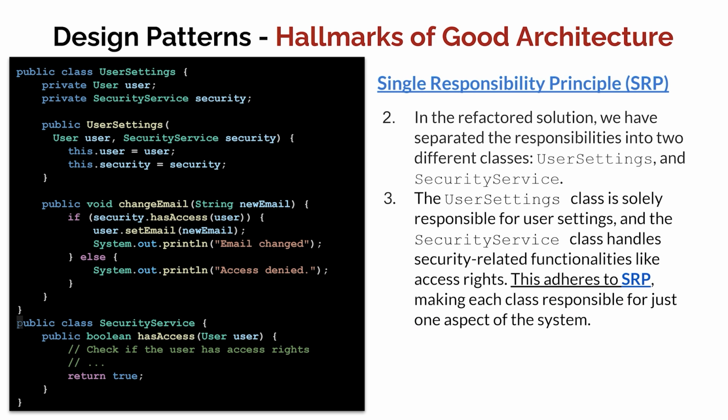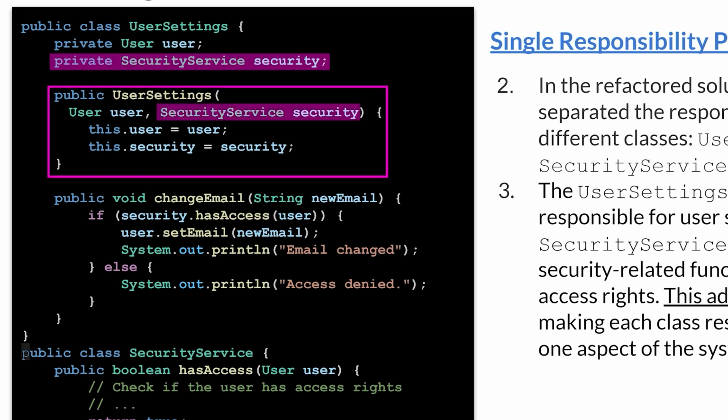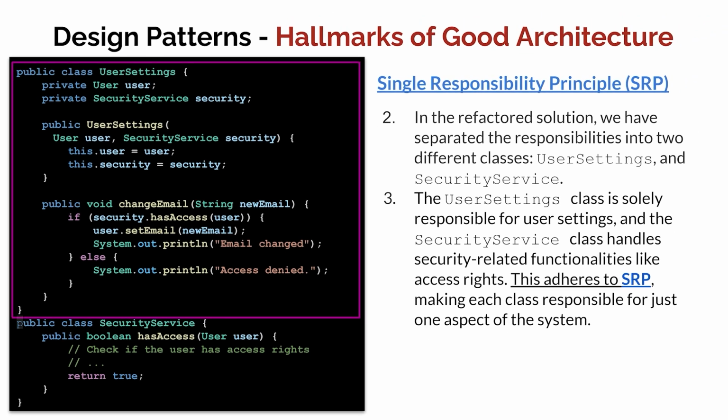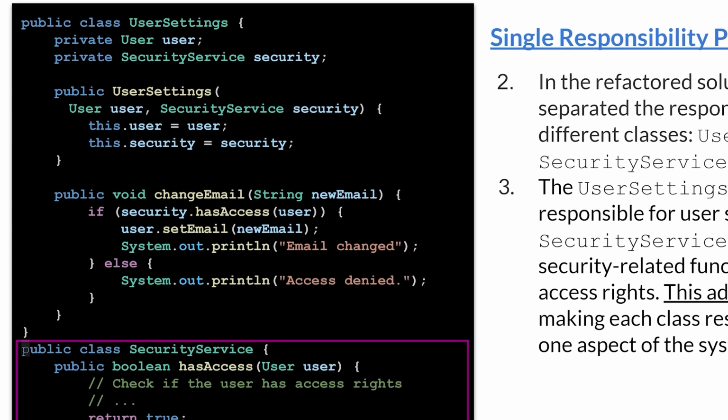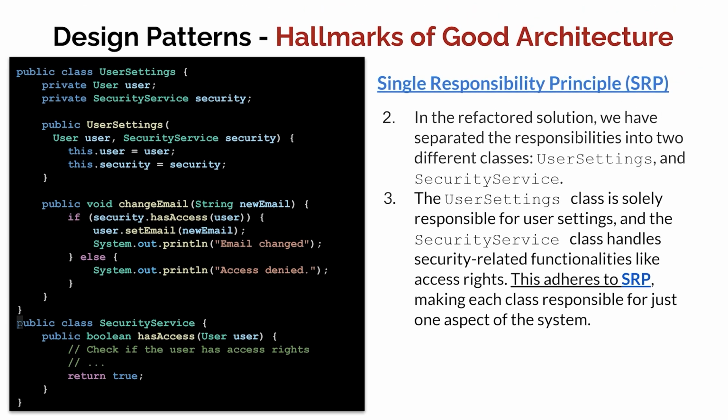Notice also that we have an example here of dependency injection in the form of injecting the SecurityService into the UserSettings class through the constructor. The most important observation here, though, is that the two classes are independent, and any changes specific to each class's responsibility is confined to its own class. Now, this makes it so much easier for both testing and maintenance. So if at some point we want to change how the access rights are actually implemented, we go to one class, which is the SecurityService class. We don't go to UserSettings.